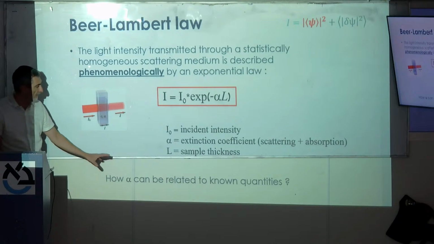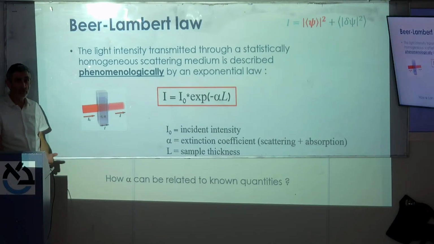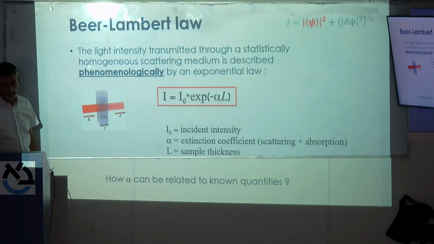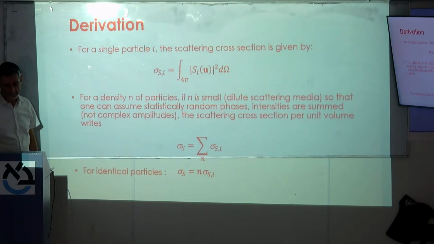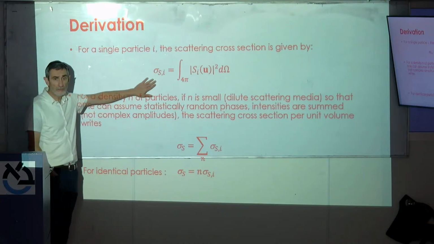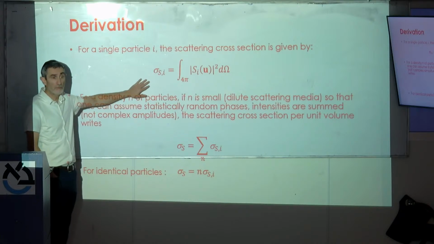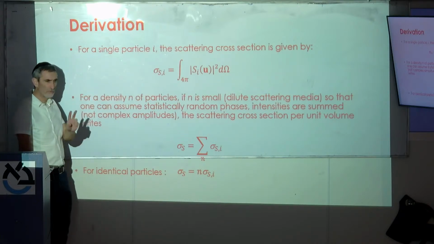So how can this alpha be related to known quantities? That's what I wanted to show you here. So let's try to derive this expression first, and we'll see how it actually comes from the description of the medium itself. You remember we defined the scattering cross-section. Yes, you remember this expression from the second course, I think.